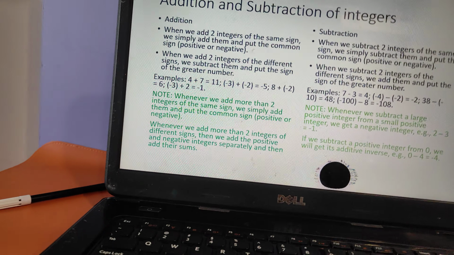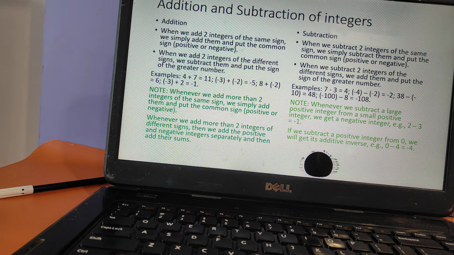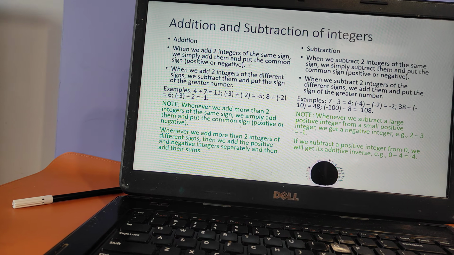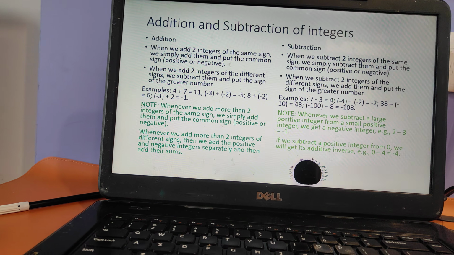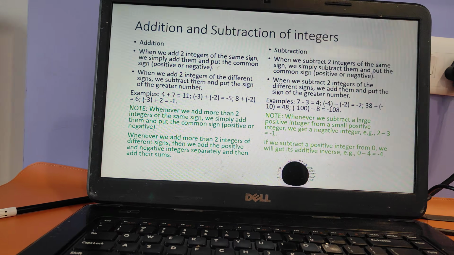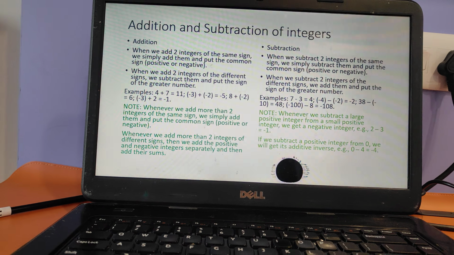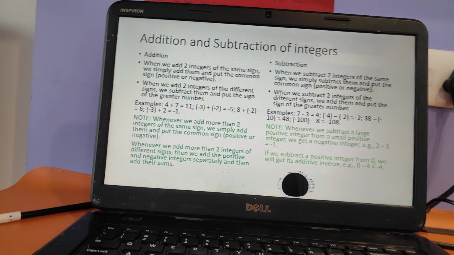See the examples. 4 plus 7, 11. Both are positive, so the result is also positive. Minus 3 plus minus 2, minus 5. Again, they are negative, so the result is also negative.